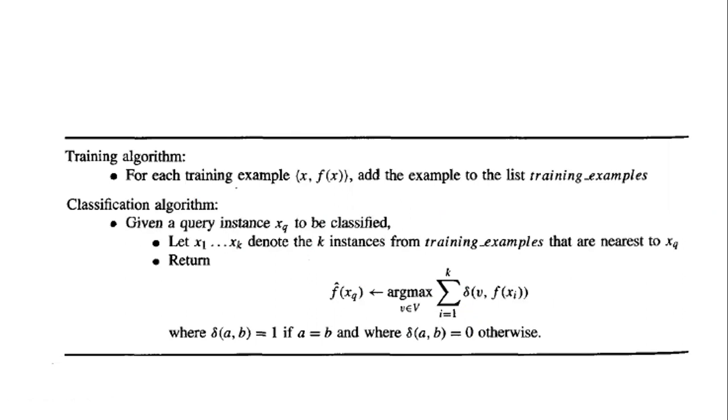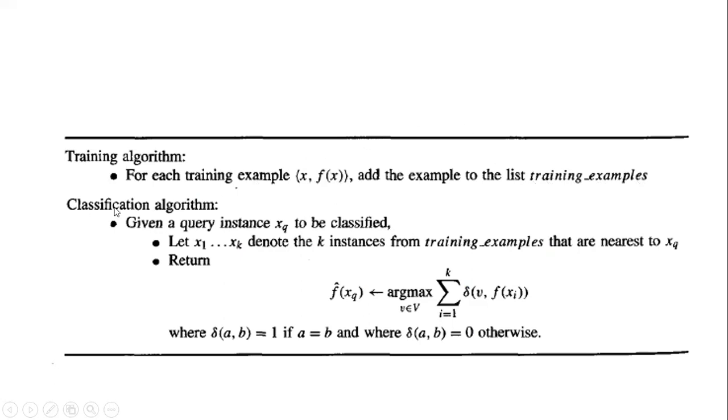Now we'll look at the algorithm itself. The training algorithm: the first line is, for each training example x comma f(x), where f(x) is the category. There are hundreds of examples, right? So consider every example, and add the example to the list training_examples. Make a list called training examples and add all these examples to that list.